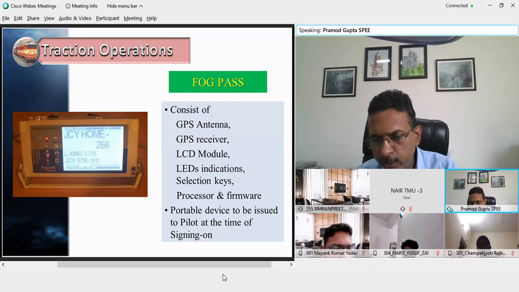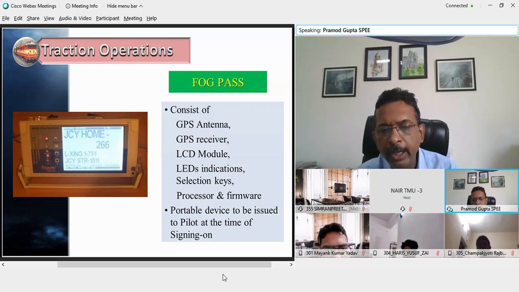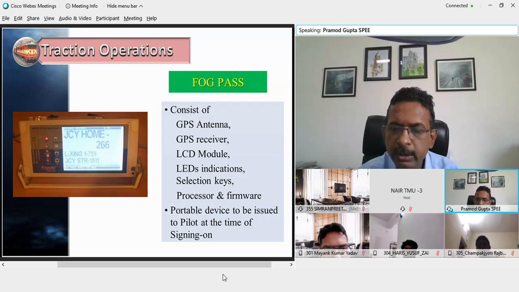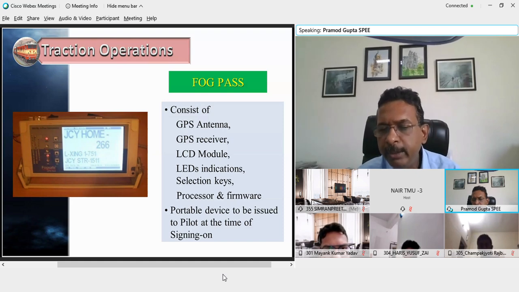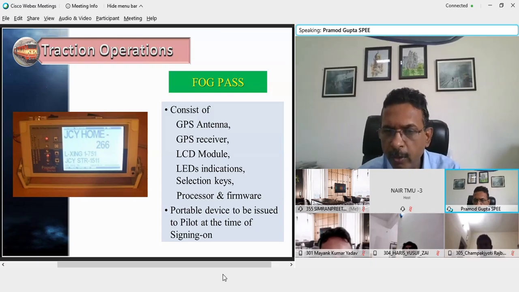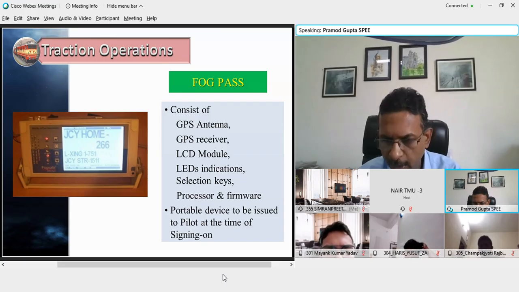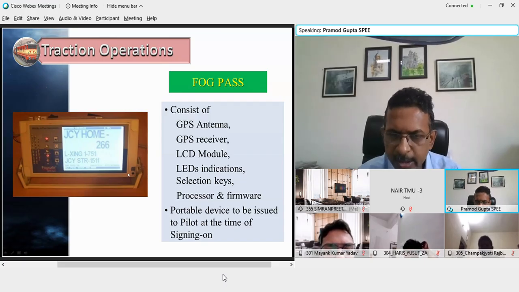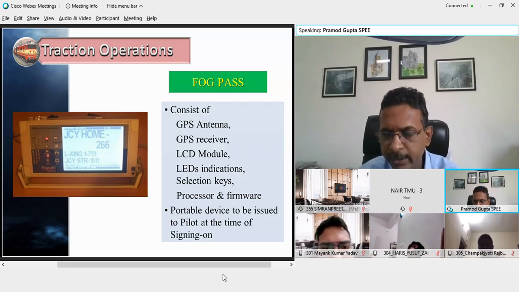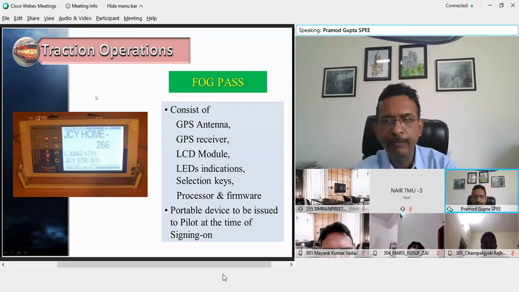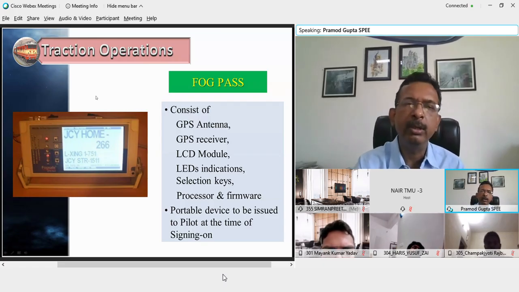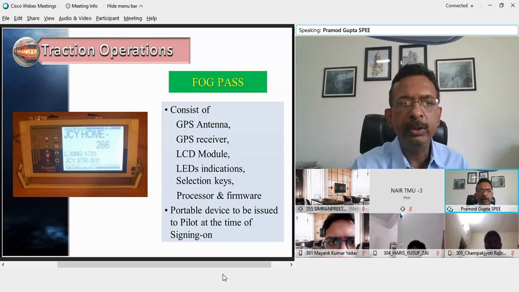If I make it an equipment of the locomotive, then I need 10,000 devices to be provided in all the locomotives. Whereas if I make it a portable equipment, then I need fog devices only in those two regions where we have the problem of fog. So we not only save on money, but also on the cost associated with maintenance of the fog devices. So these are some of the safety items that I have on the locomotive.